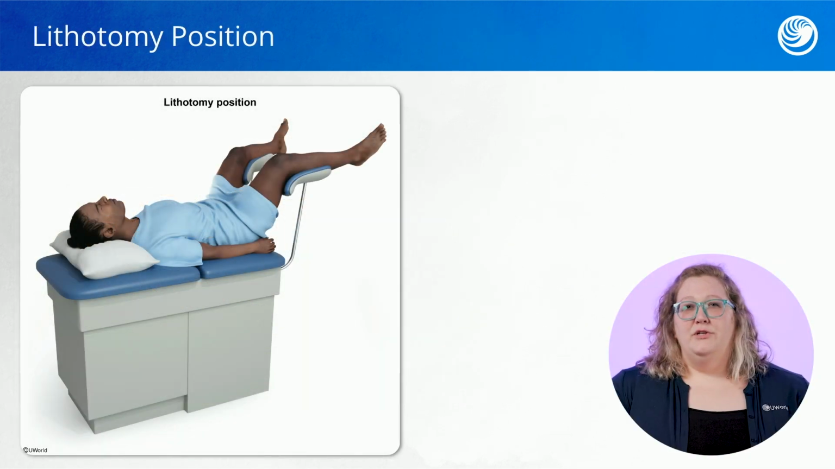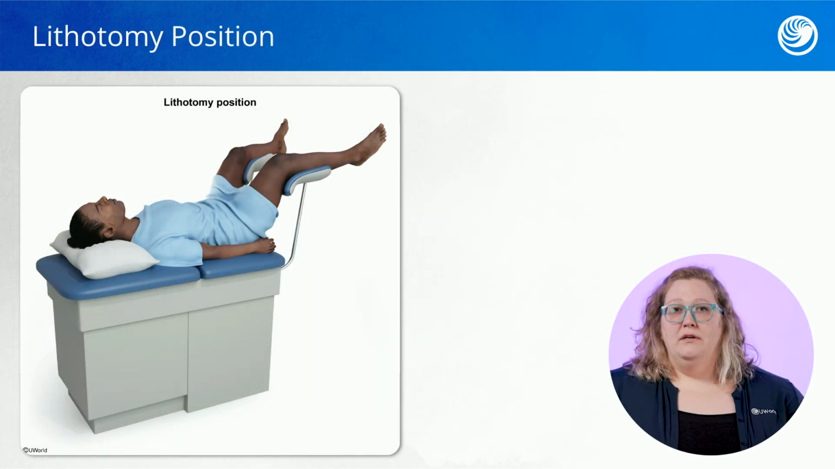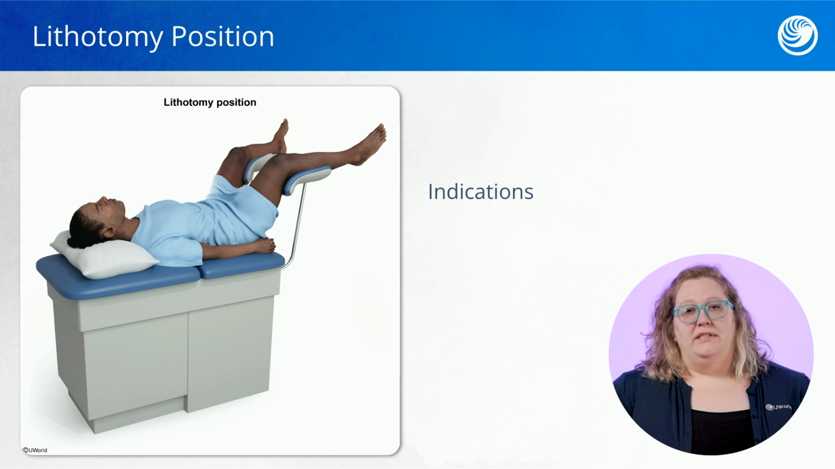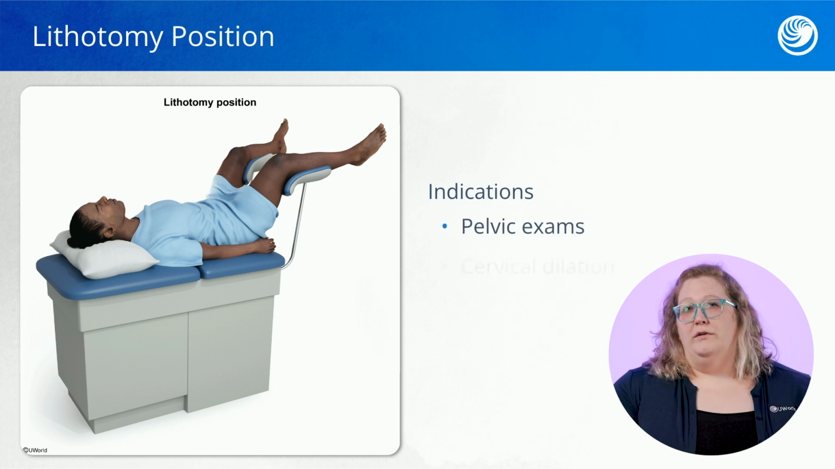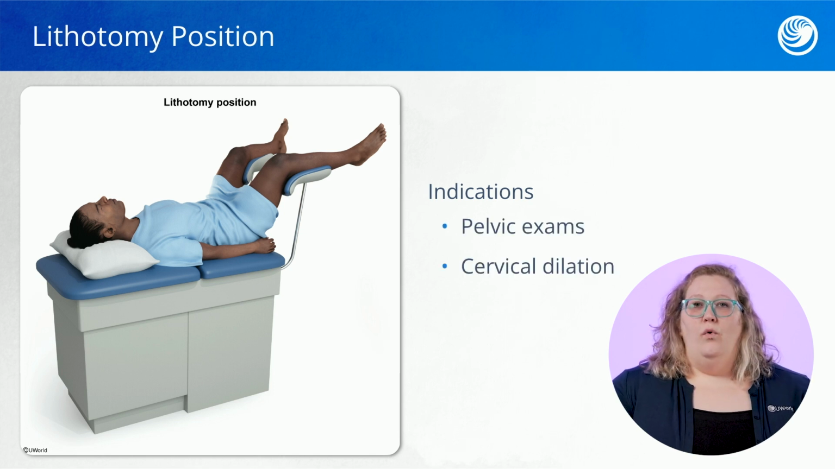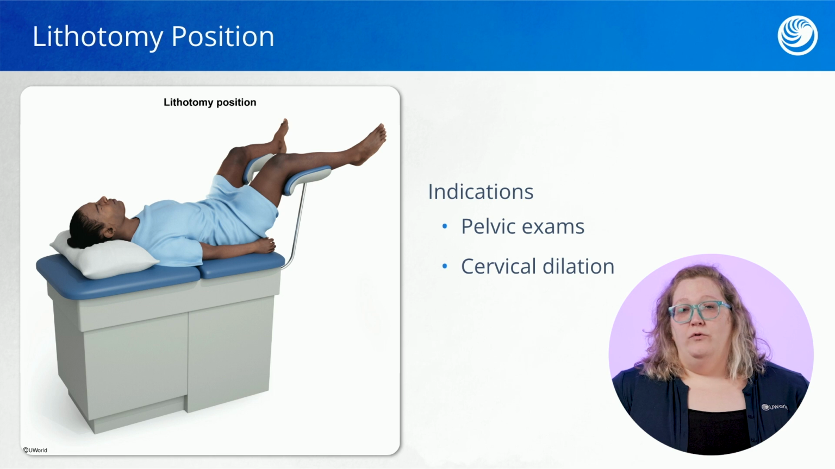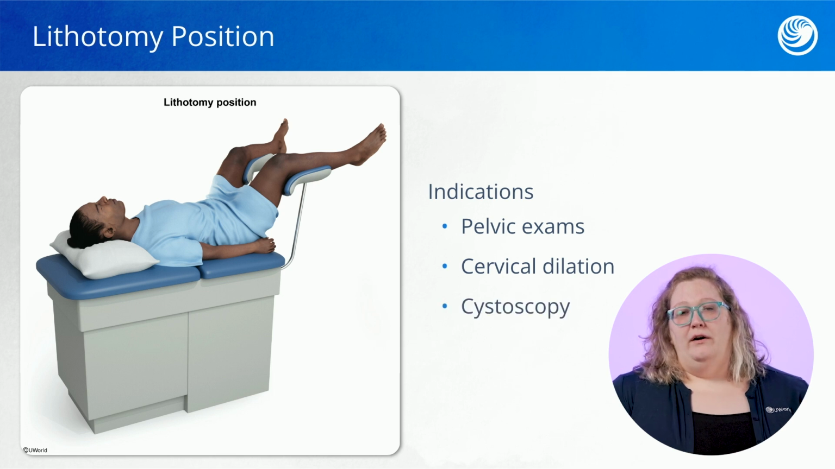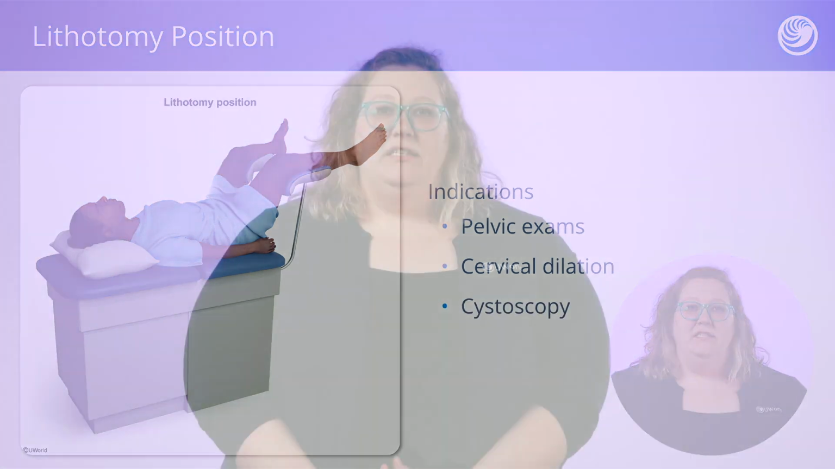The lithotomy position is more of a procedural position. It's used for procedures like pelvic exams or cervical dilation, or part of the urinary system. They could perform a cystoscopy to look at the bladder, and you would want to have your patient in this position to give you better access to the pelvic area.